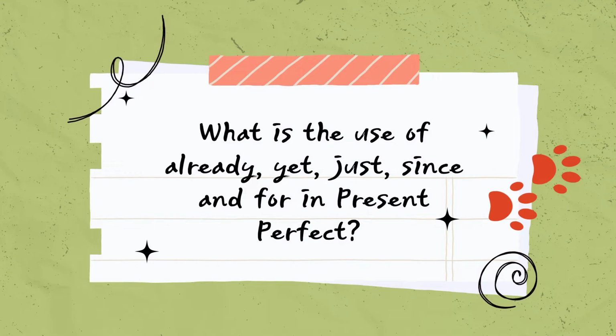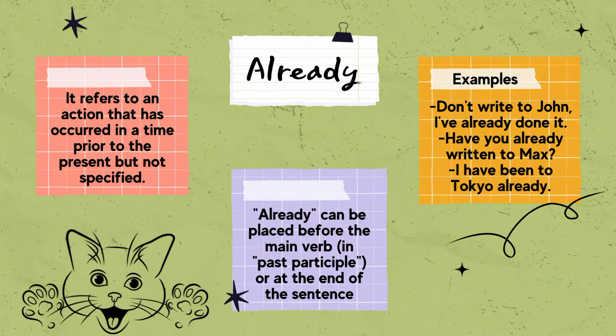Now we're going to explain the use of already, yet, just, since, and for in the present perfect. First of all, we have already. This adverb refers to an action that has occurred at a time prior to the present, but not specified. It suggests that the action doesn't need to be repeated. Already can be placed before the main verb in past participle or at the end of the sentence.